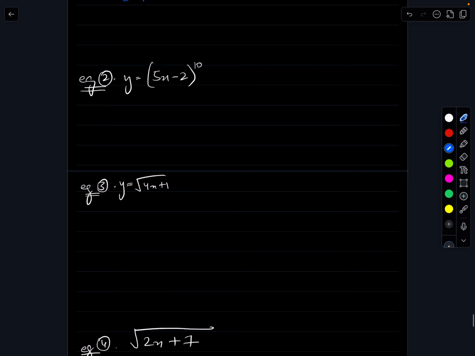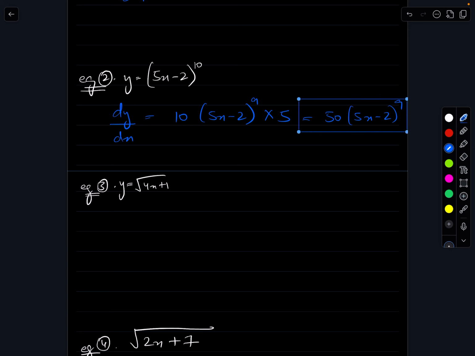Moving on, 5x minus 2 raised to the power 10. dy by dx in this case is, bring the power down, 5x minus 2, 10 minus 1 is 9, multiplied by differential of the bracket, which is 5. And our final answer turns out to be 50, 5x minus 2 raised to the power 9.